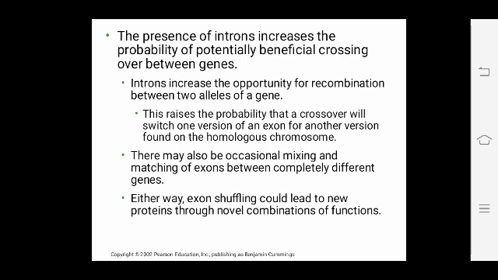The presence of introns increases the probability of potentially beneficial crossing over between genes. Introns increase the opportunity for recombination between two alleles of a gene. This raises the probability that a crossover will switch one version of an exon for another version found on the homologous chromosome. There may also be occasional mixing and matching of exons between completely different genes. Either way, exon shuffling could lead to new proteins through novel combinations of function.